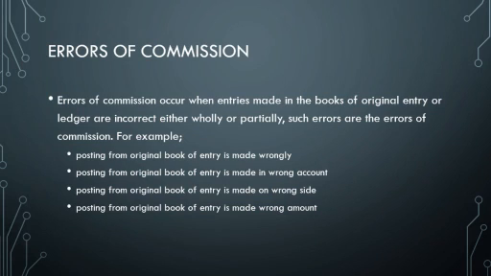And then error of commission. This type of error occurs when entries made in the books of original entry or ledger are incorrect, either wholly or partially. Such errors are the errors of commission. For example, posting from original books of entry is made wrongly, or posting from original book of entry is made in wrong account, or it is made in wrong side, or entry is made with wrong amount.